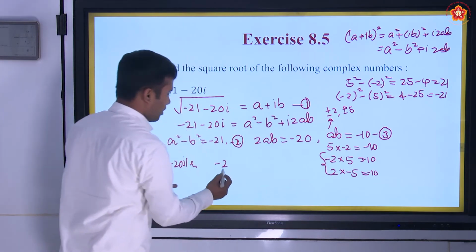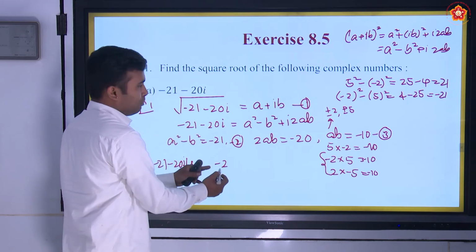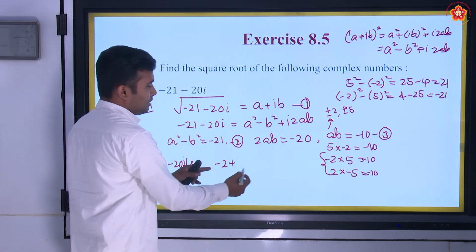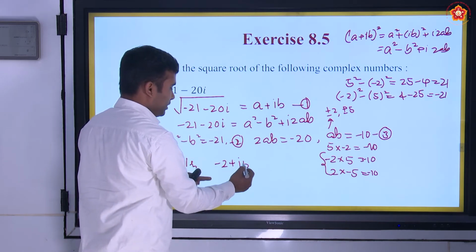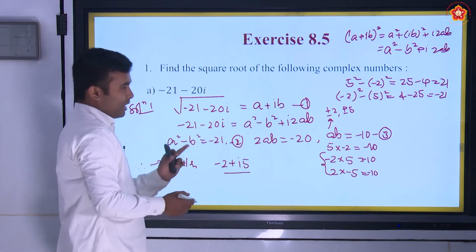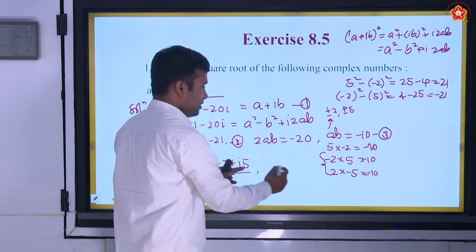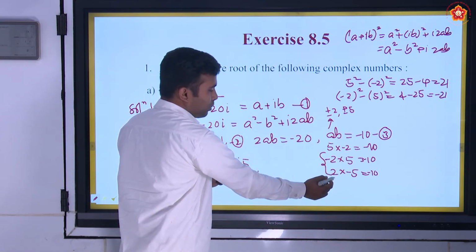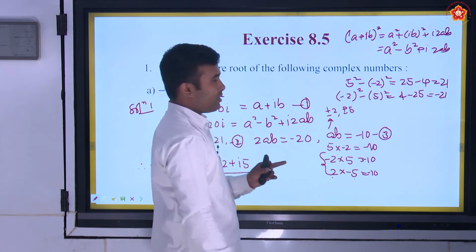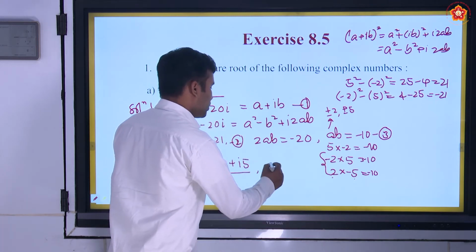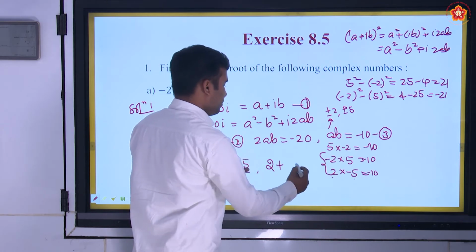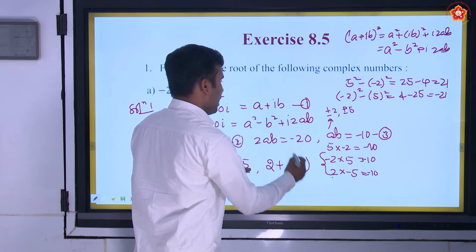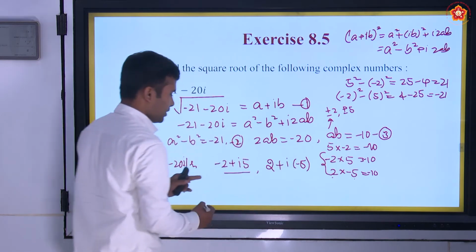What is a here? I have taken 2, minus 2, plus another b is 5. So this is 1. Another number here: a is 2 and b is minus 5. So I can write a is 2 plus b, which is minus 5, and here i. This is from equation 1.